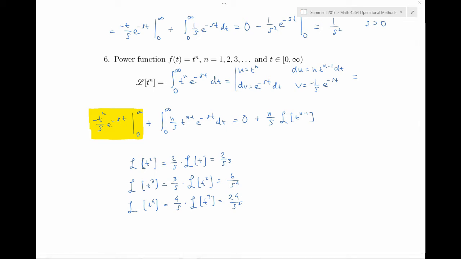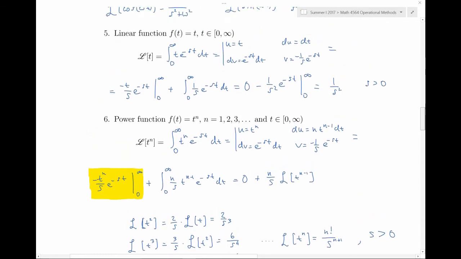We can see that this generates a quite recognizable pattern. The Laplace transform of a function t to the power n is going to be simply n factorial over s to the power n plus 1. And again, this only is defined when s is greater than 0.